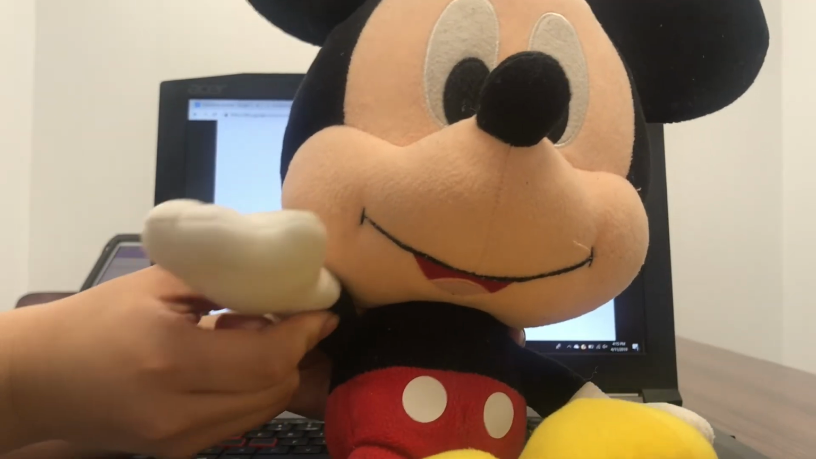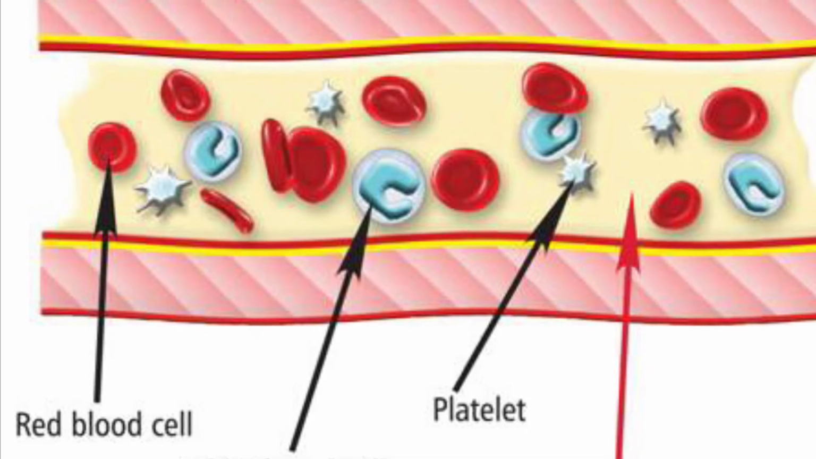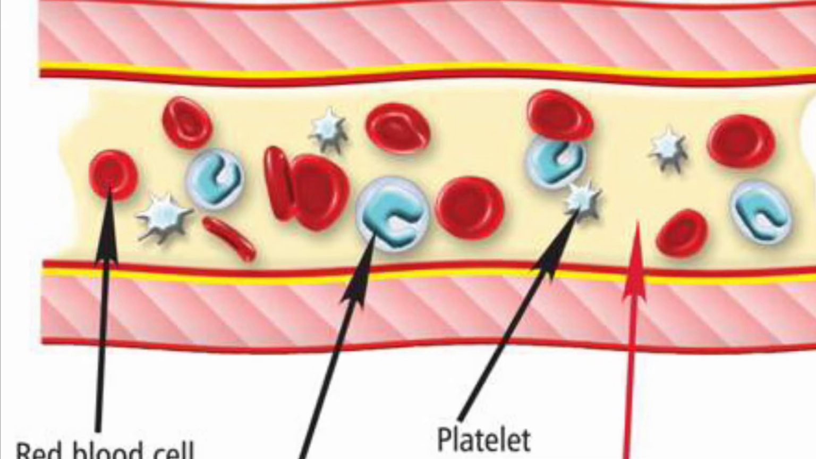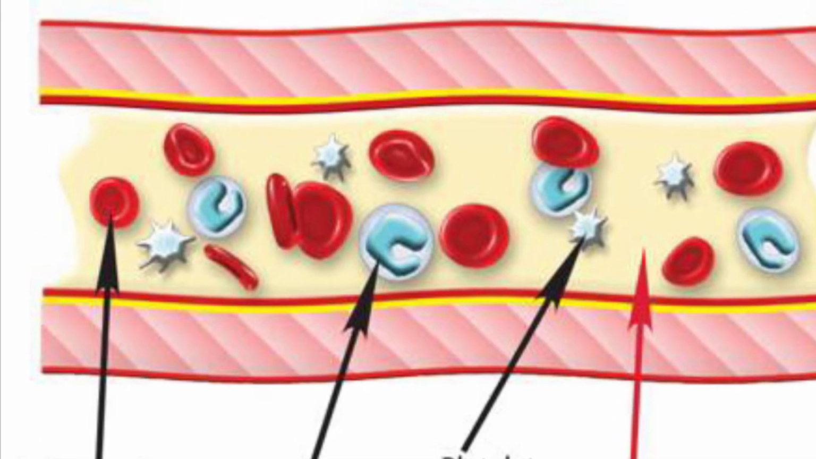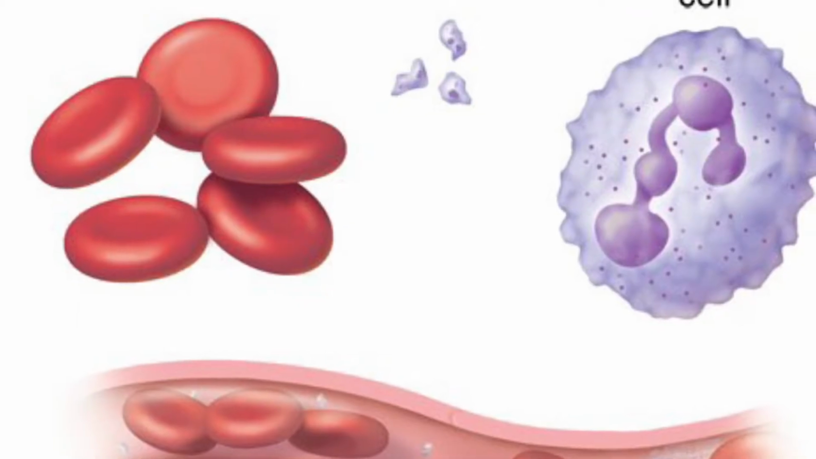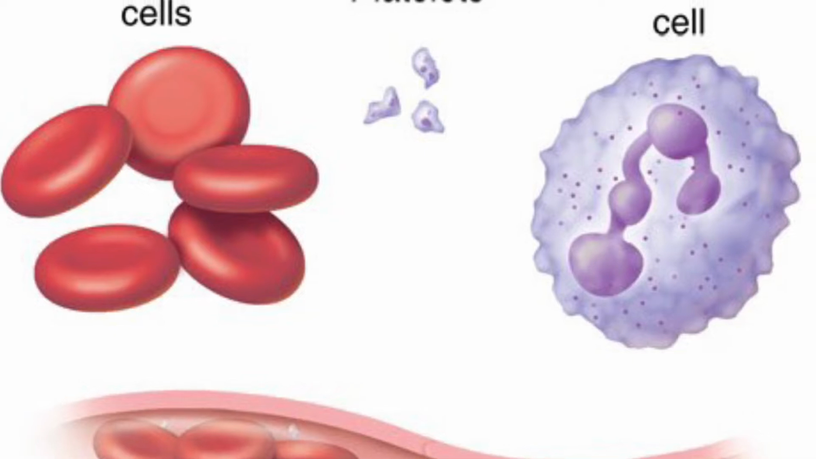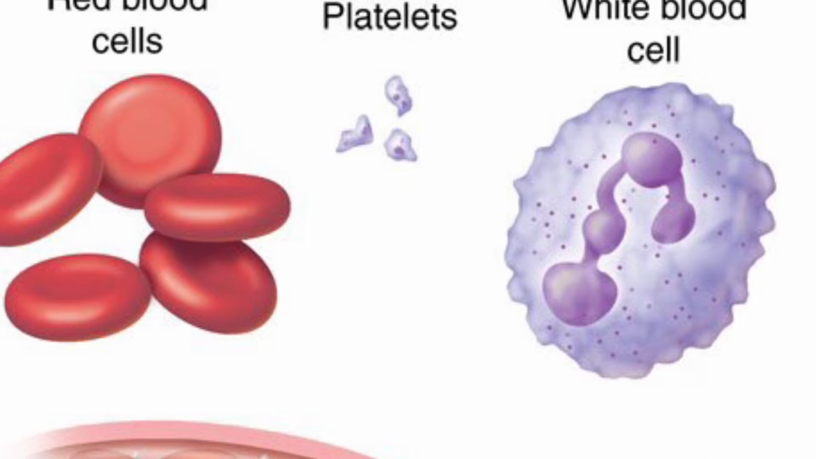Hi there, kids. I'll be here to help you. The liquid part, called plasma, is made of water, salt, and protein. Over half of your blood is plasma. The solid part of your blood contains red blood cells, white blood cells, and platelets. Red blood cells deliver oxygen from your lungs to your tissues and organs. White blood cells fight infection and are part of your immune system. Platelets help blood to clot when you have a cut or wound.